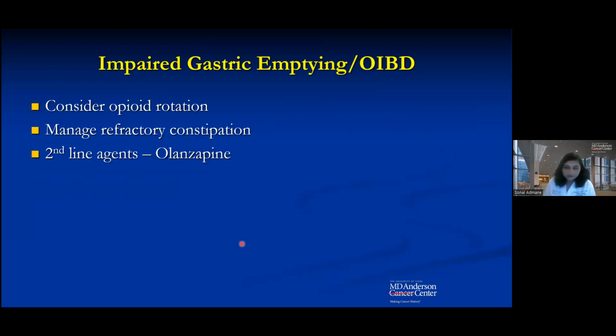So really, if you've started somebody on a first line agent and they continue to have symptoms, there are a few strategies you can try. One is opioid rotation, which we try in some patients and it works. However, the data and the evidence are really limited. Manage refractory constipation, and a constant assessment of bowel movement at every visit is essential.